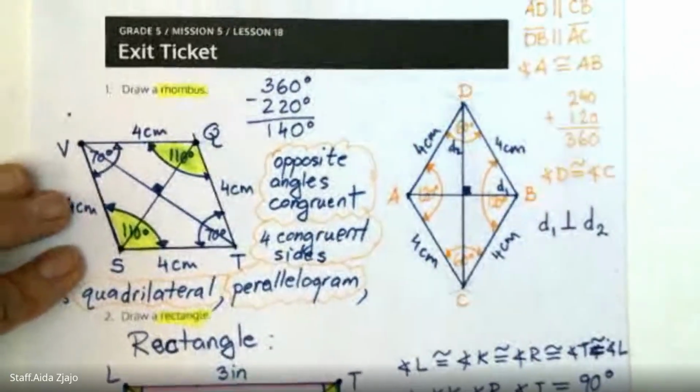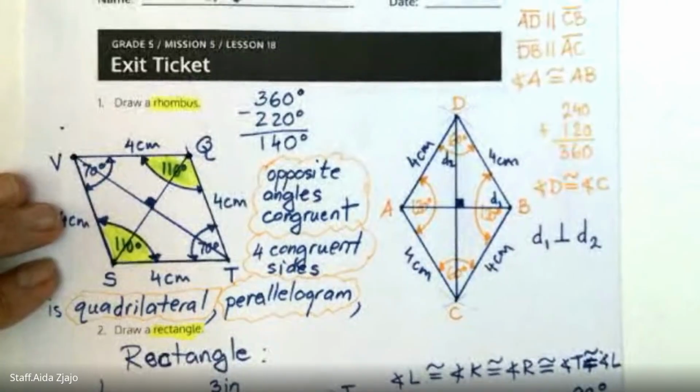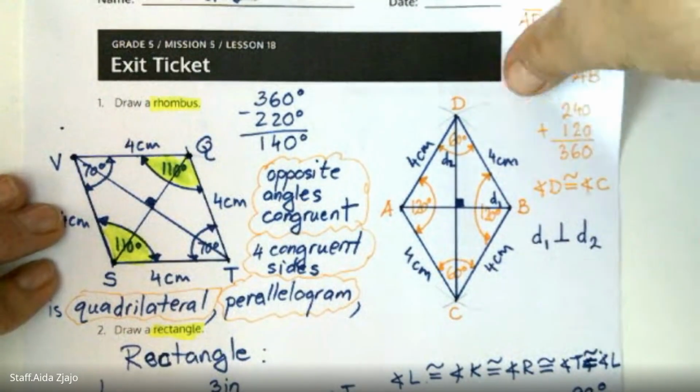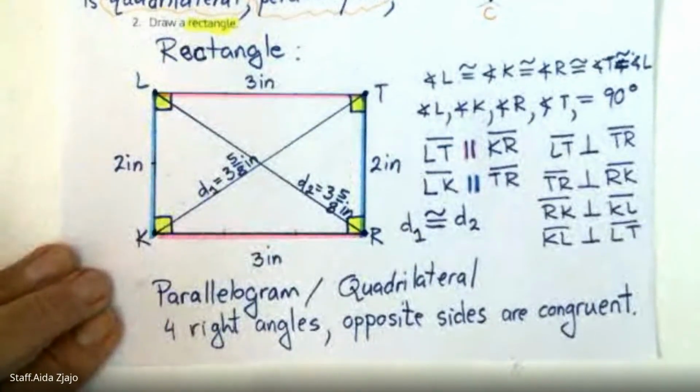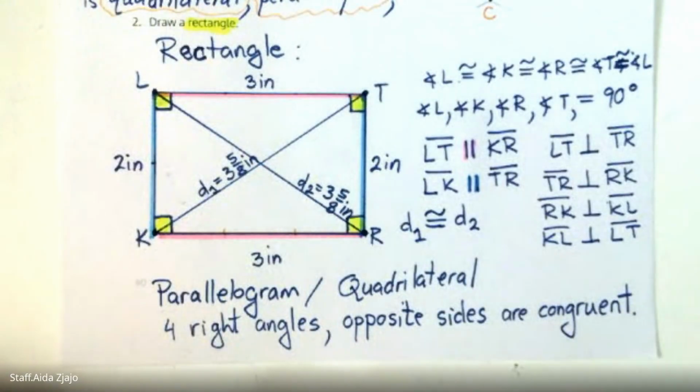Okay, so here's number 1. And then this is number 2 for exit ticket grade 5 mission 5 lesson 18.